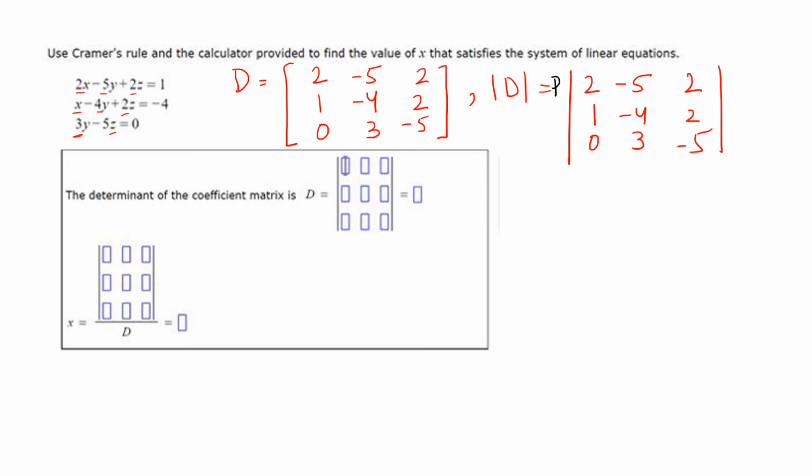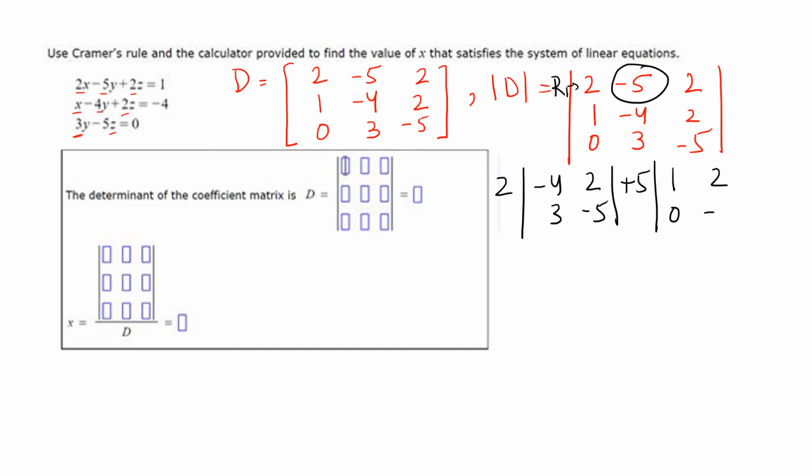You expand it along the first row, so 2 times, remove the row, remove the column, negative 4, 3, 2, negative 5. Change the sign of the middle term, so it becomes plus 5. Remove the row, remove the column, 1, 0, 2, negative 5, plus 2 times, remove the row, remove the column, 1, 0, negative 4, 3.